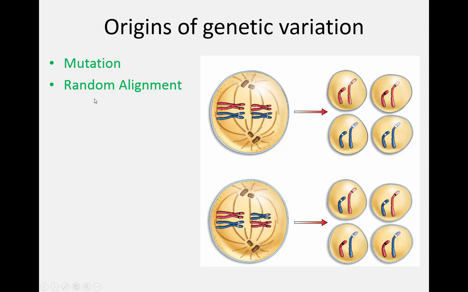So that's called random alignment, where when they align in the middle during metaphase, it's just random how they align. And that can lead to genetic variation as well. So that's another way. Another name for that you might see in your textbook is independent assortment. But I think most of the time you'll see the term random alignment. So that's another way. Another way is through what we call random fertilization.